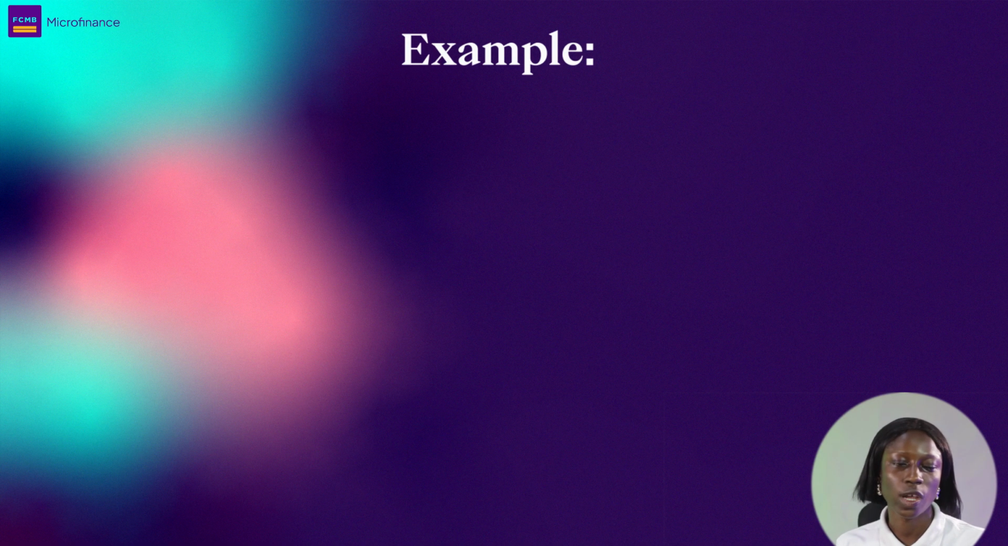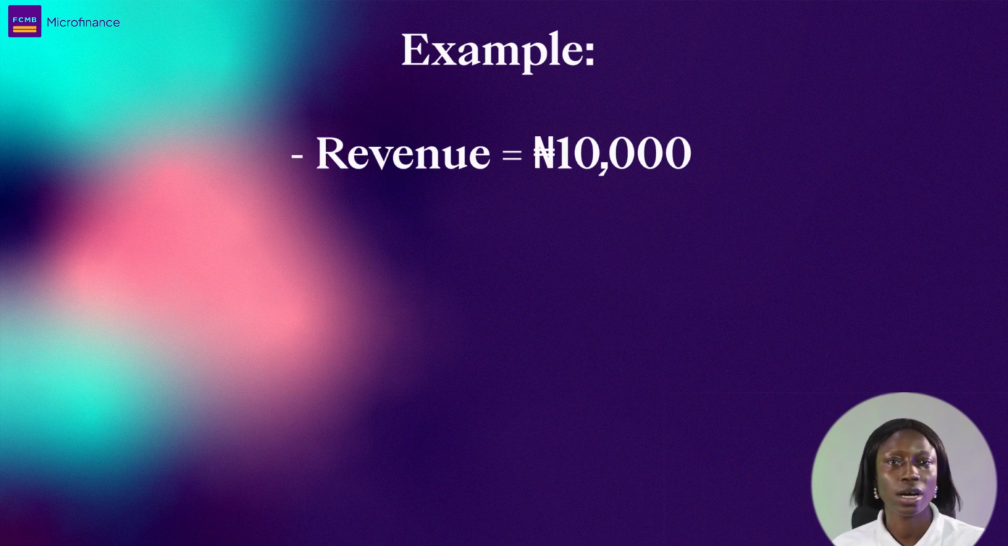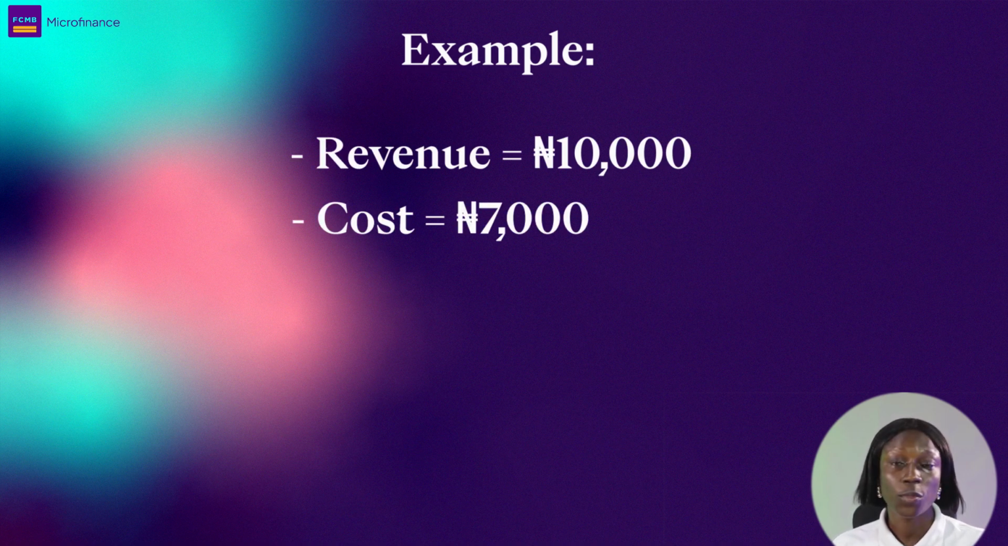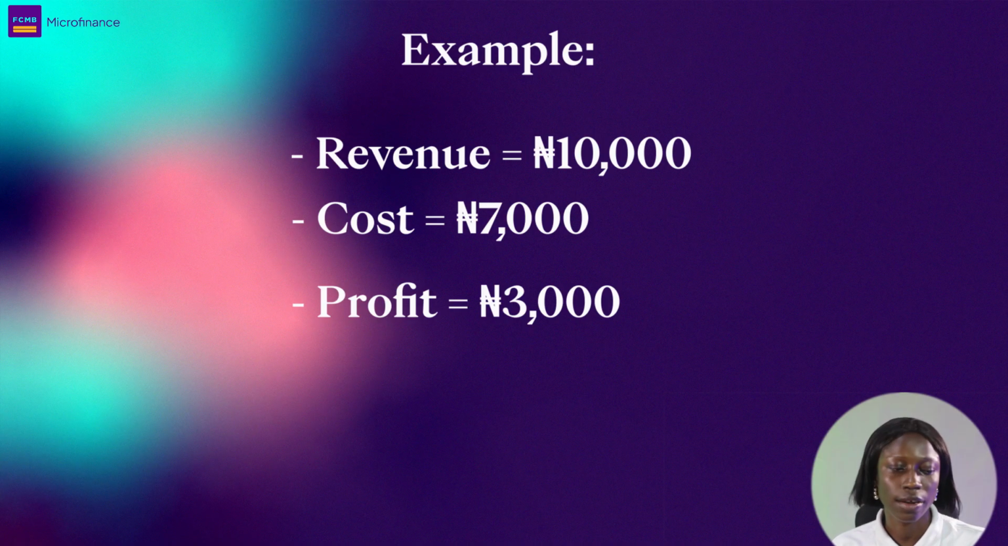So, for example, we have revenue of 10,000 naira. We have cost of 7,000 naira. So, our profit is going to be 3,000 naira.